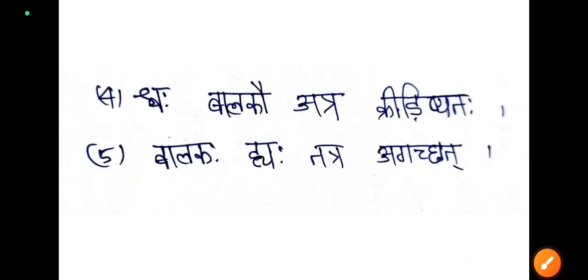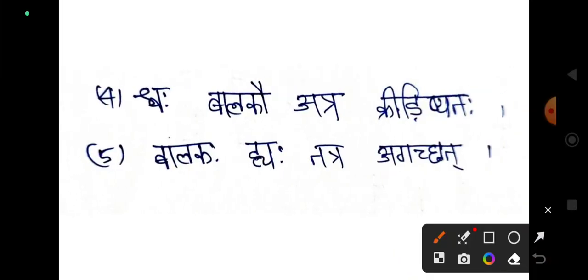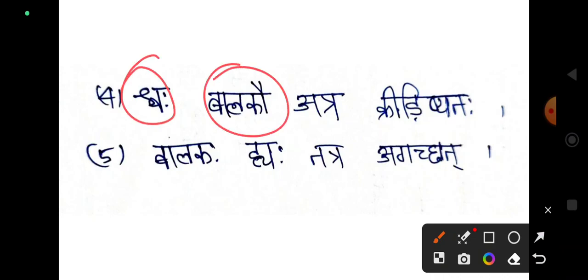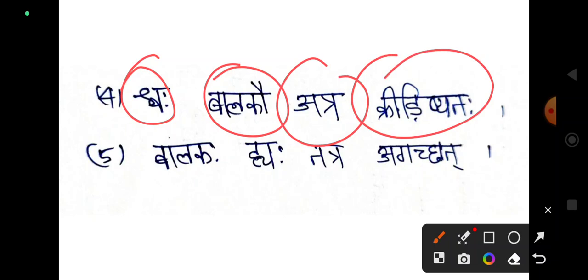Next, swa balako atra kridisyatah. Swa means tomorrow. Balako means two boys. Atra means here. Kridisyatah means will play. It is written in future tense. Okay, root lakar is used here.